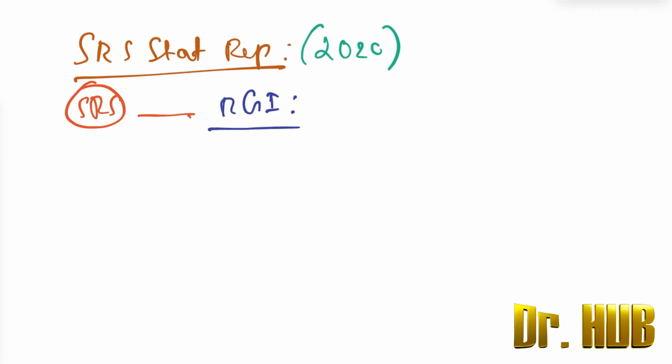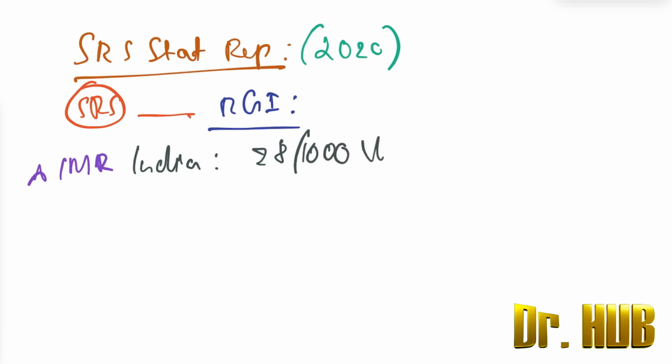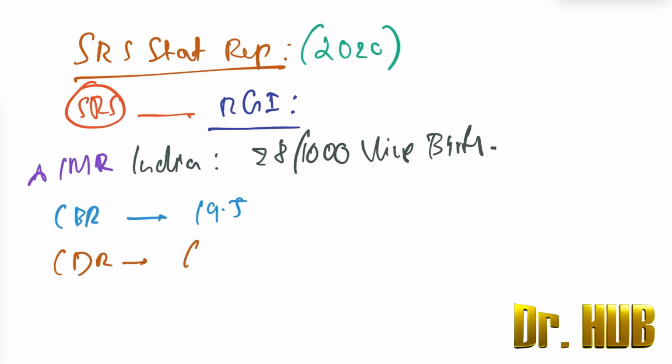The infant mortality rate in India is about 28 per 1000 live births. Next we look at the CBR. CBR is 19.5. Then comes the crude death rate. This is 6.